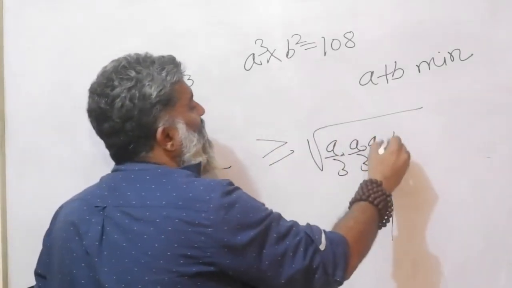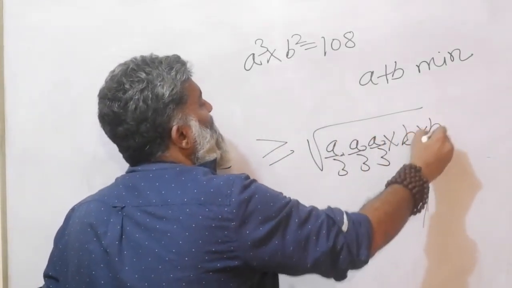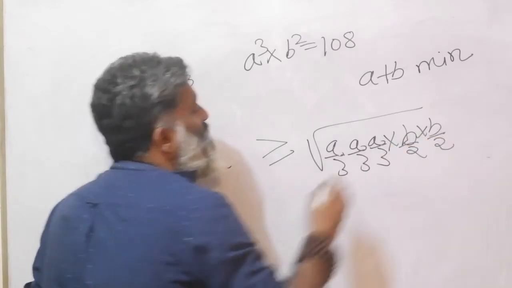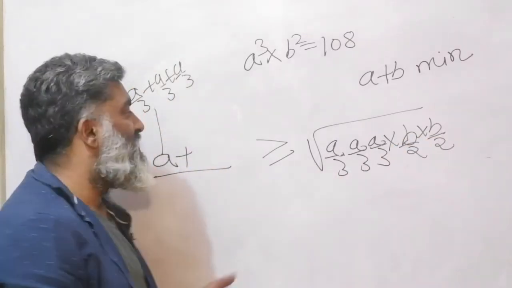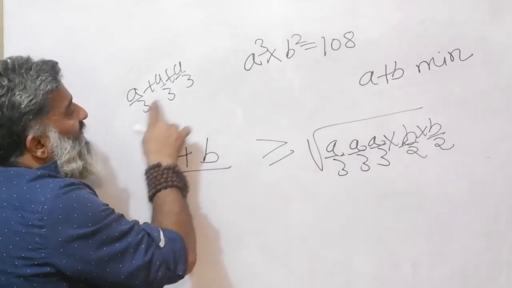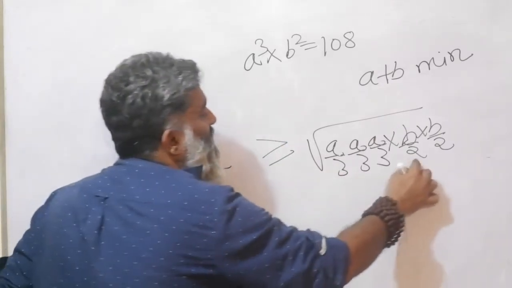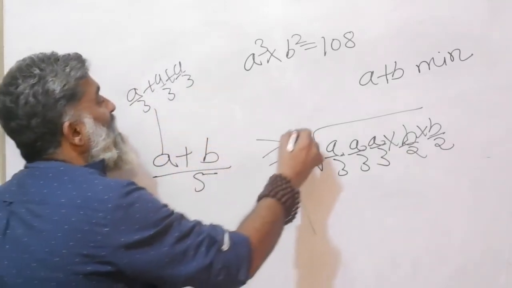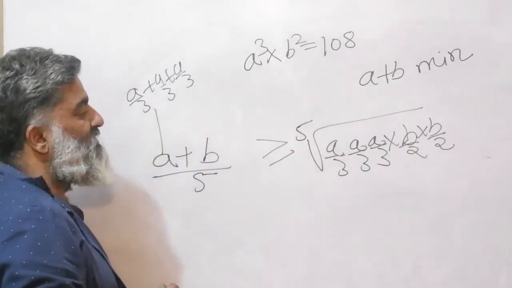I want a B square and I want a simple B on the other side. So B by 2, B by 2. Again a familiar game. So I will just write a B here, but I will understand that my number of terms are 1, 2, 3, 4, 5. So divided by 5, and they should be a fifth root of this.